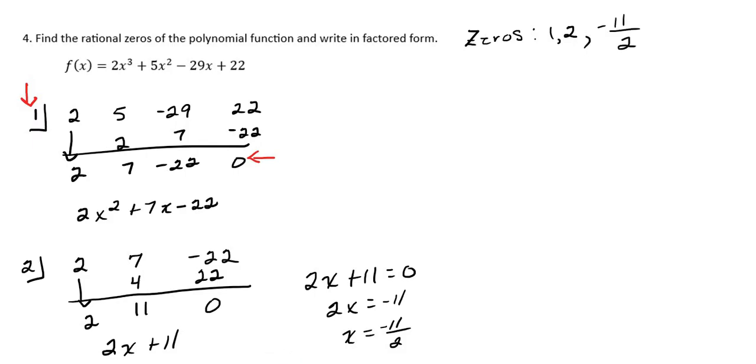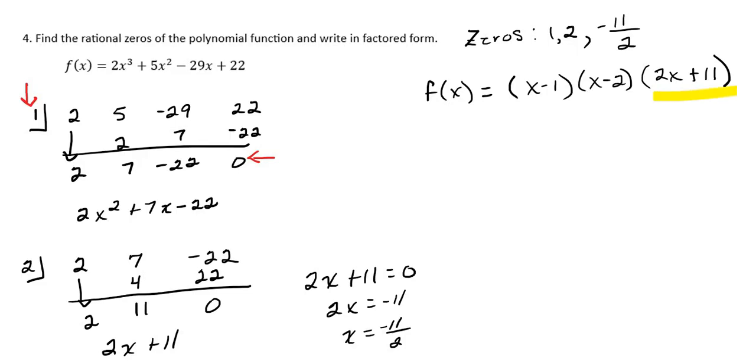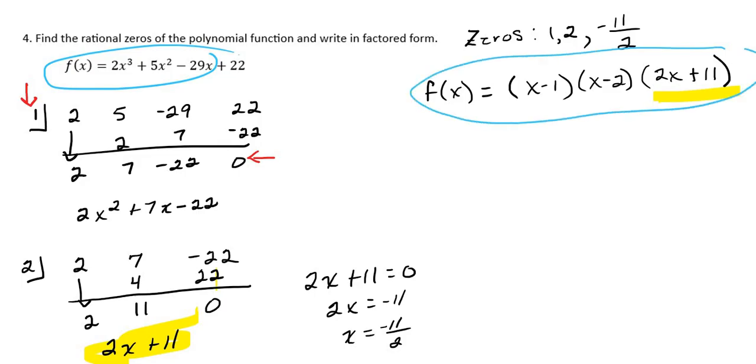So there are my zeros, and here are my factors. So there's the factored form of my function. And remember that I got this factor from down here. And if I wanted to, I can go back and double check to see that this is correct by putting this function and this function into my graphing calculator and see if the tables match.